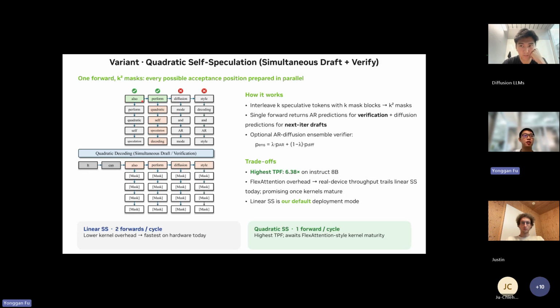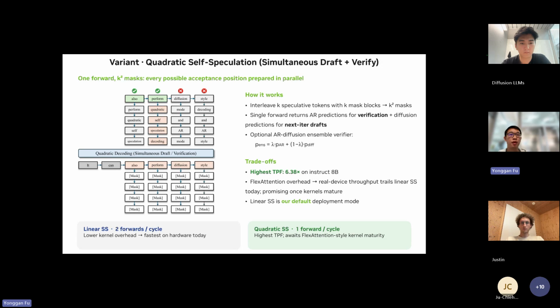And during the verification process, if you find, for example, that this is the largest matched position with the AR mode, then you can see you have already drafted the future for it. So this mode achieves drafting and verification in the same forward process. You don't need separate forwards for draft and verification.